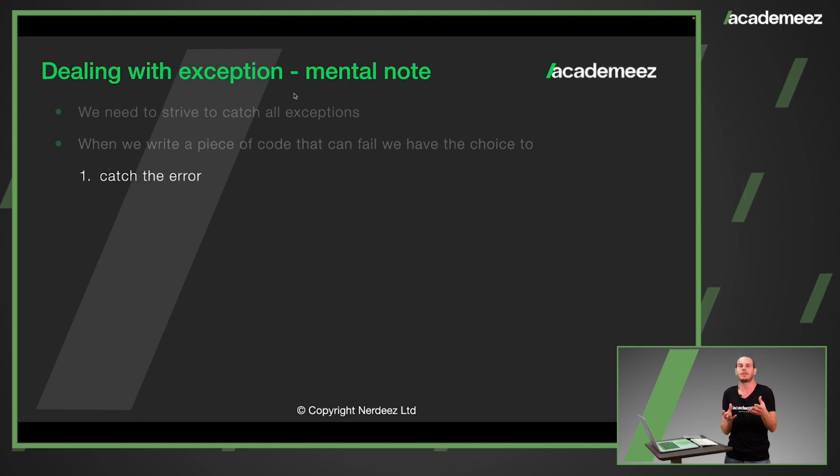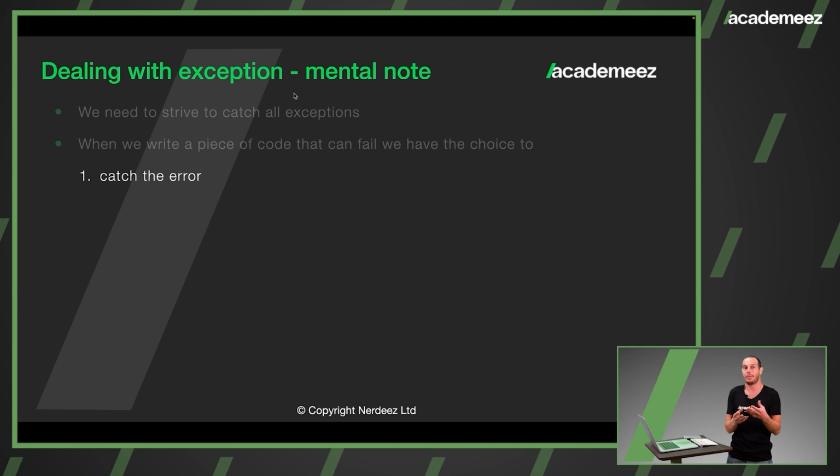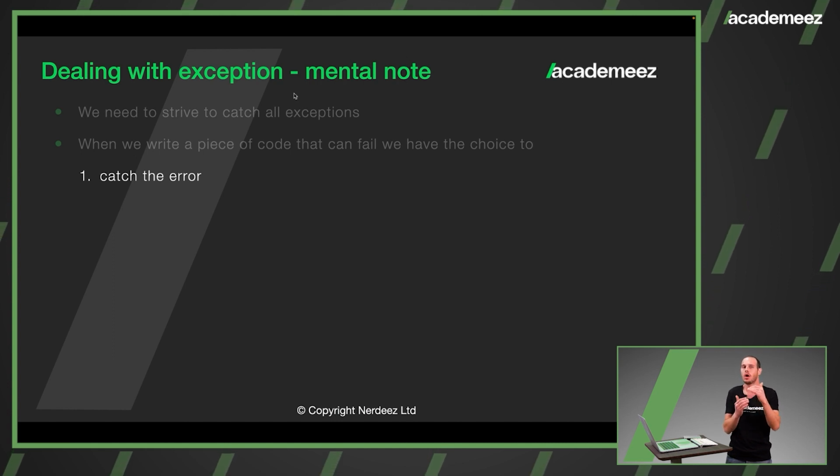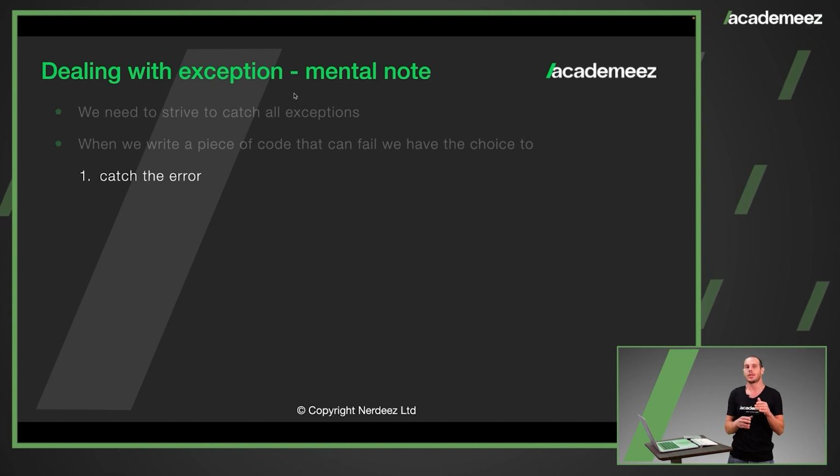One, we can wrap the code in a try and catch. We can catch that exception at the point where that exception happened. If you have some line of code that might throw an exception, I'm going to wrap that line of code with a try and catch, catch the exception when it happens, and deal with that exception when it happens.